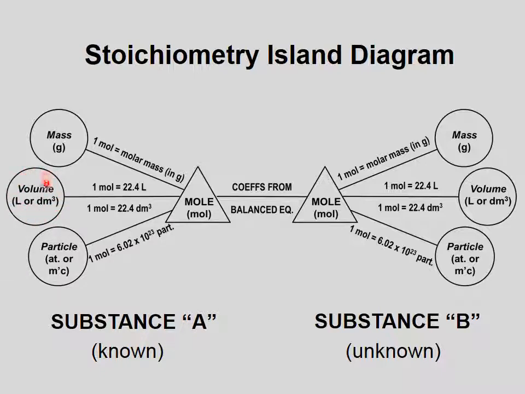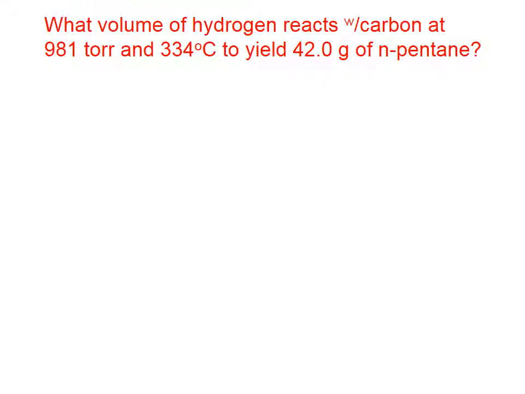And to get from that island, or on the other side, to get to this island, we need to use the relationship that 1 mole of any gas takes up 22.4 liters of space. We are not able to use either of those volume islands when the conditions for a gaseous reaction are not at STP. And that's what we're going to run into in this lesson. So let's try this one.